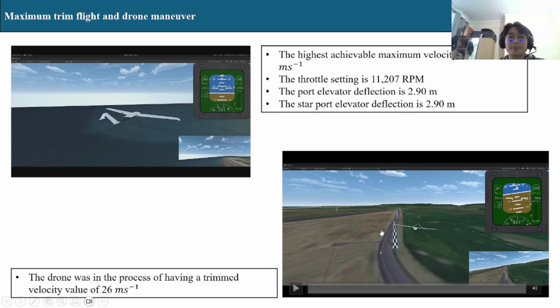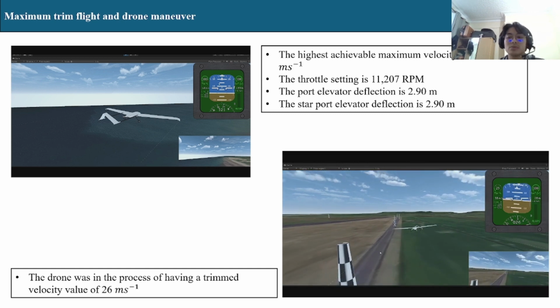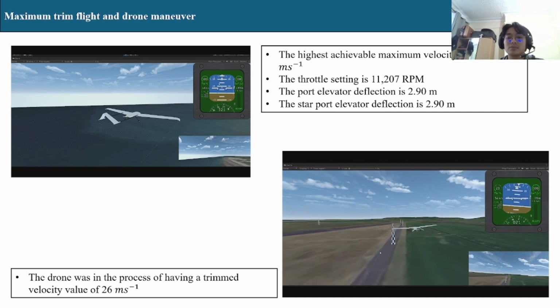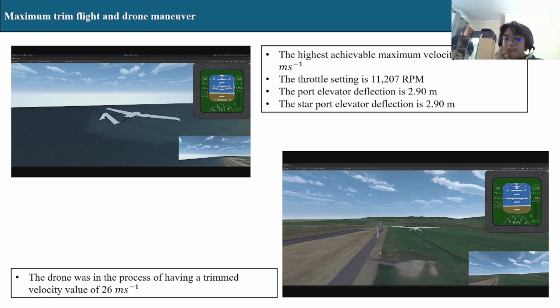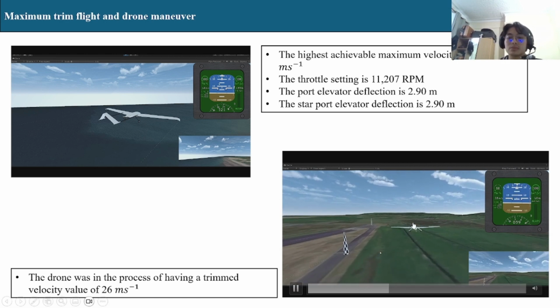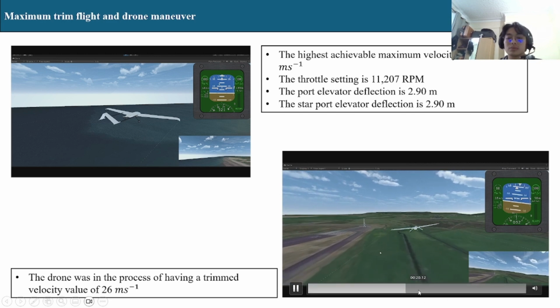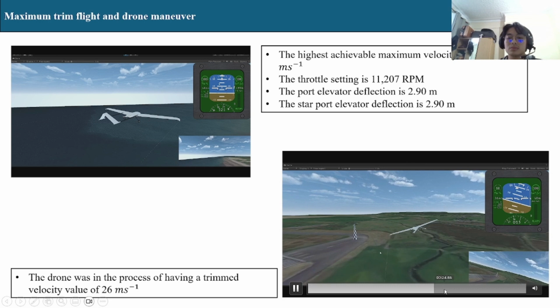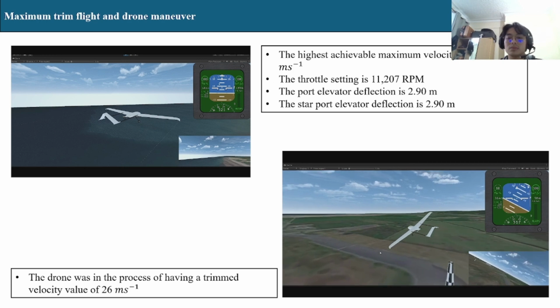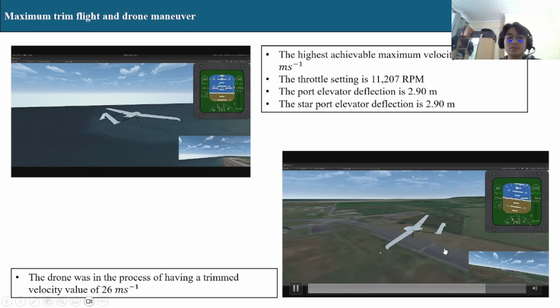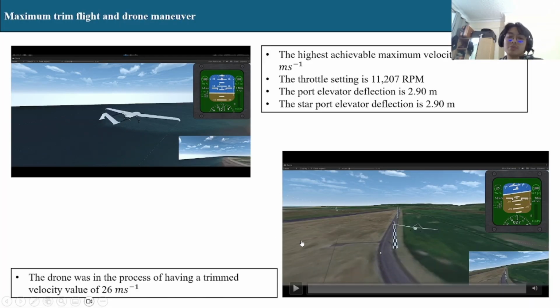So the last one is the drone maneuver for task number 16. The drone is basically in the process of having a trim at a velocity value of 26 meter per second.